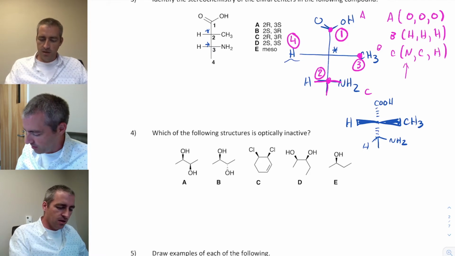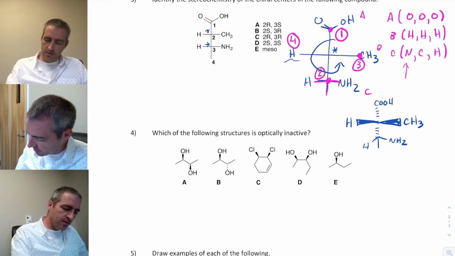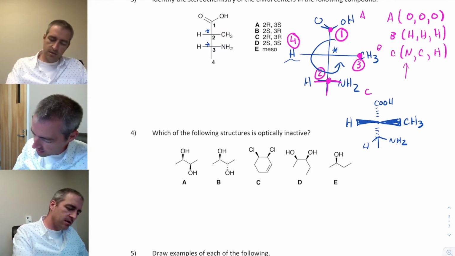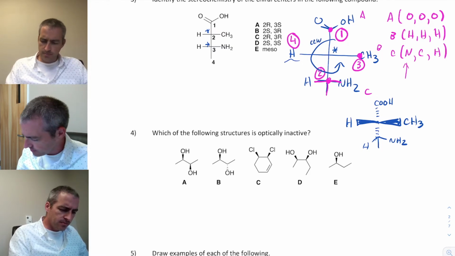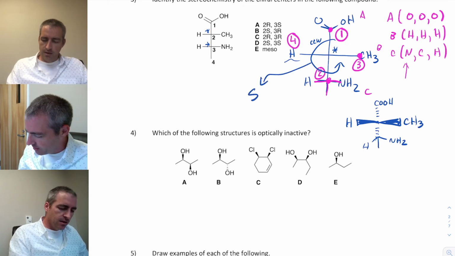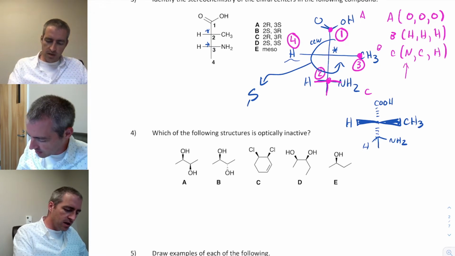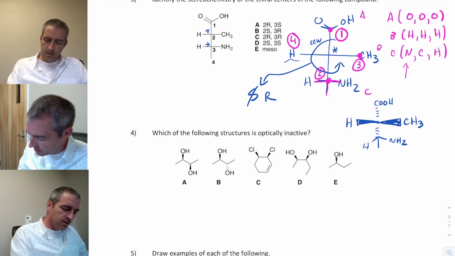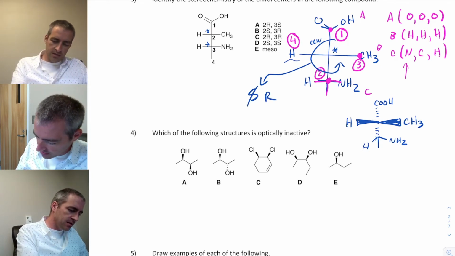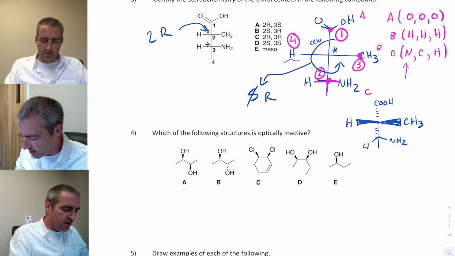So let's do that. 1, 2, 3 goes around in that direction. That's counterclockwise. Counterclockwise is S, but the hydrogen is not pointing back, it's pointing in the front, so it's not going to be S, it's going to be R. So right away we can say that this stereocenter here is going to be R, or 2R, indicating carbon 2 is the one that's R.